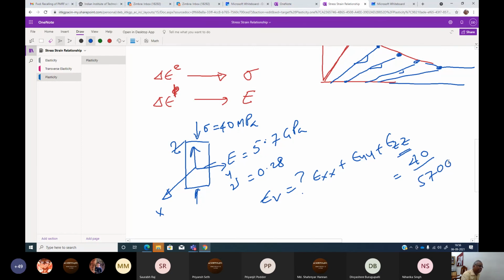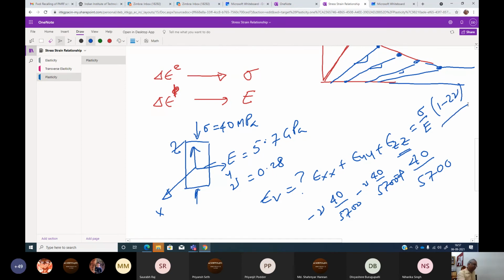This is in gigapascal, this is in megapascal, so I convert it. Now epsilon XX is definitely minus mu into sigma ZZ, sorry, sigma ZZ by E. So this will be 40 by 570. This one is also the same, mu into 40 by 570. So basically the formula is sigma by E into 1 minus 2 mu.